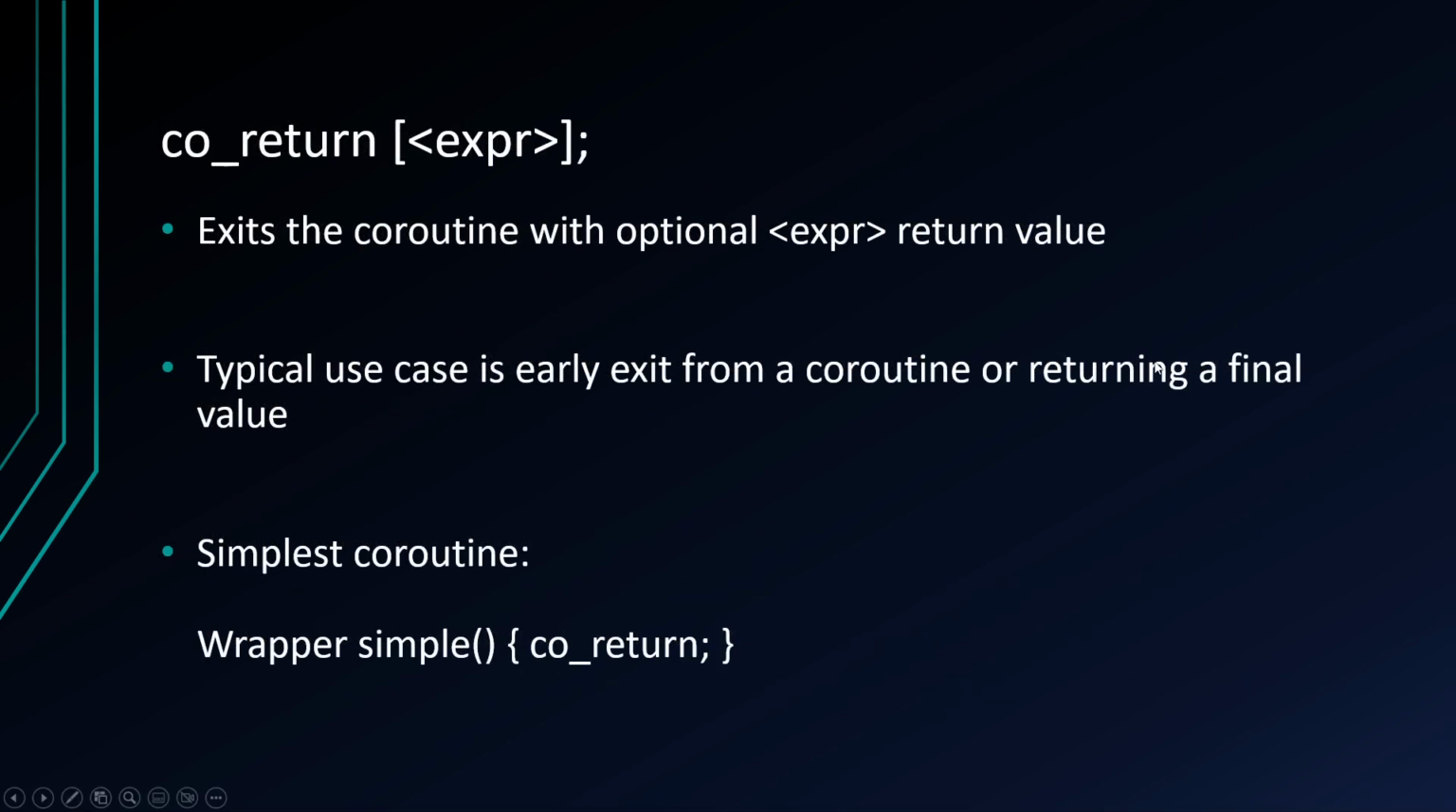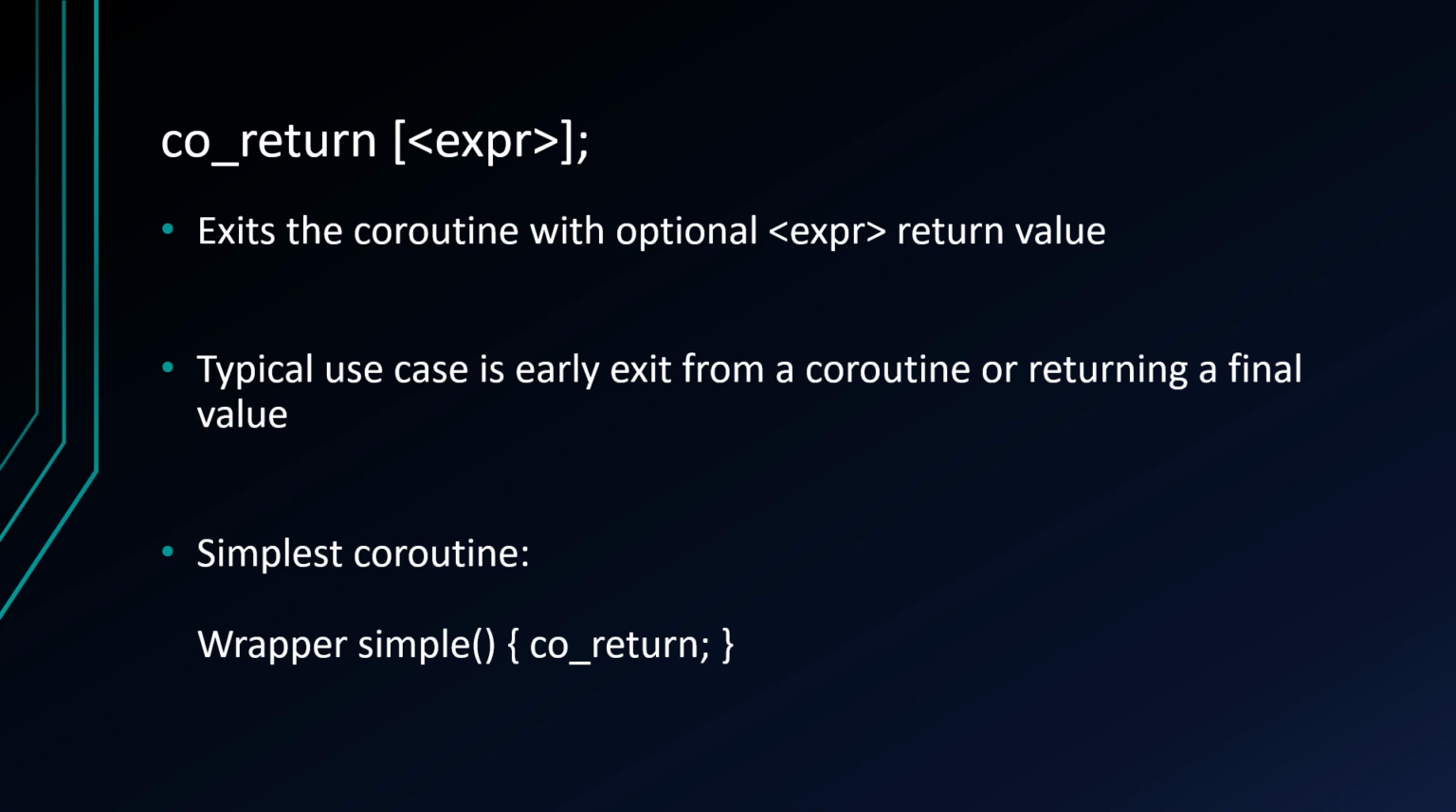Okay, so what are these new keywords? What do they look like? So a co-return can take an optional expression, because some functions return a value, some functions don't. Some functions have a return type void and they don't return a value. So the expression argument to co-return is optional.